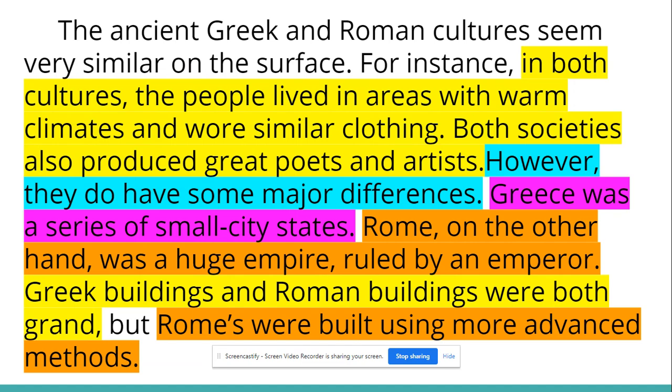Now it might look a little confusing at first, but I tried to break it down for you. Okay, so in the yellow right here, it says in both cultures. Right away, that's a clue letting us know that what comes next is the similarities between the two different things that we're looking at, which happen to be Greek and Roman cultures. So it says the people lived in areas with warm climates and wore similar clothing. Both societies, so here's another clue word, both, also produced great poets and artists.